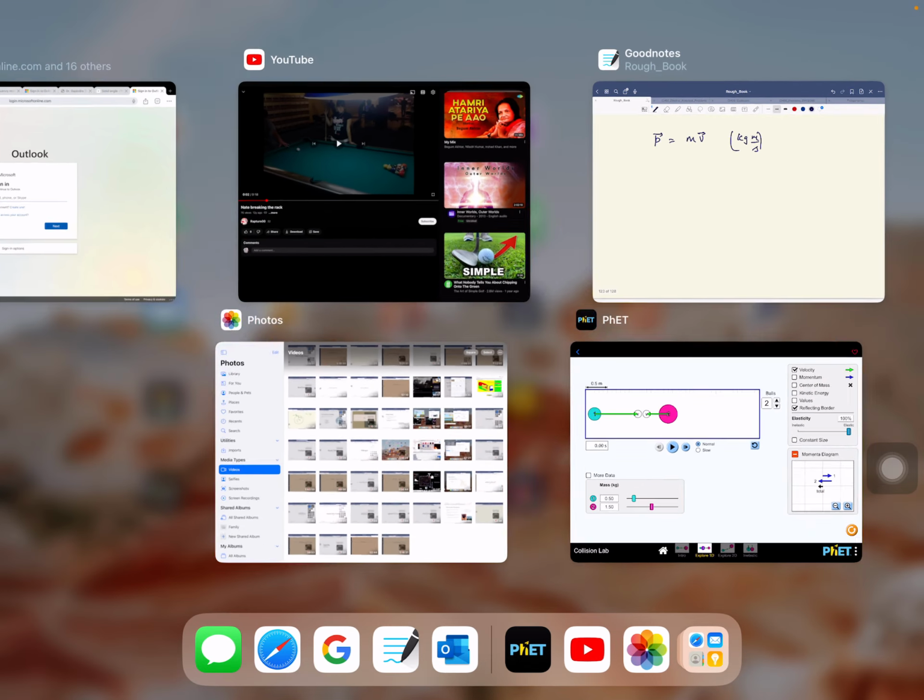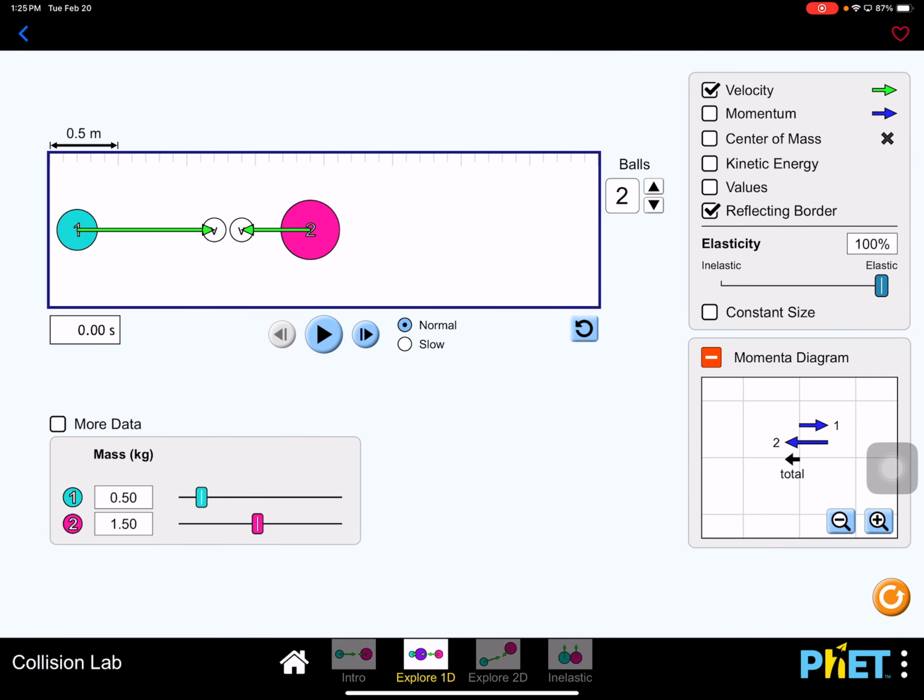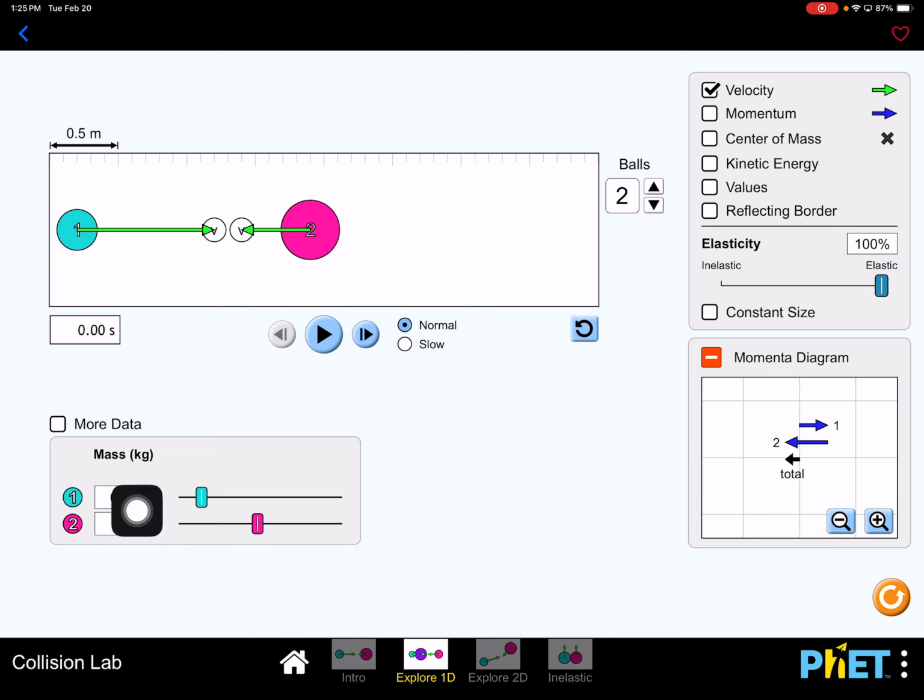All right, well, why do we learn about this? Let me show you a simulation. We are going to make these two objects collide. The mass of object 1 is 0.5 kg, the mass of object 2 is 1.5 kg, and we've given them certain velocities. There is the momentum of object 1, and there's the momentum of object 2. And there's the total momentum.